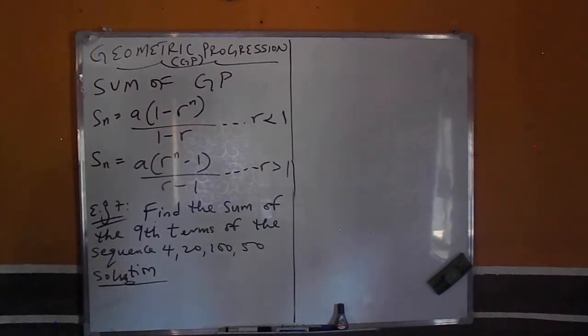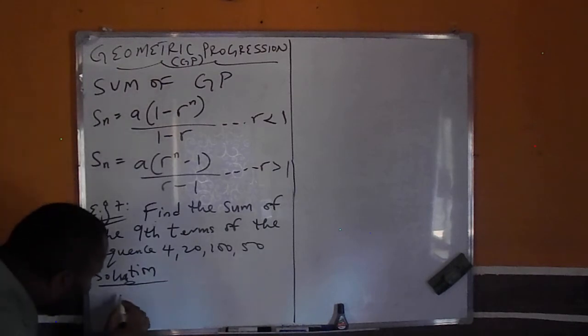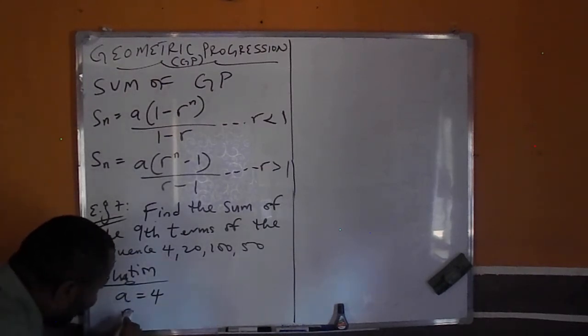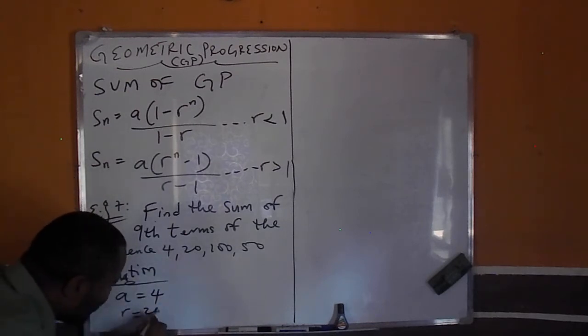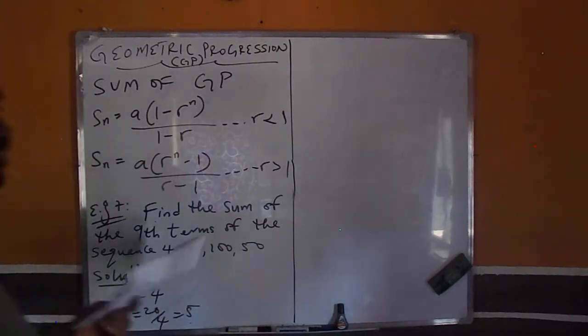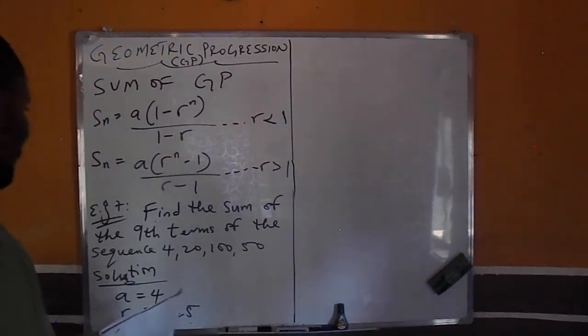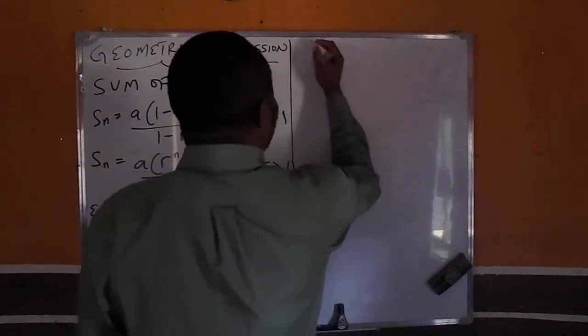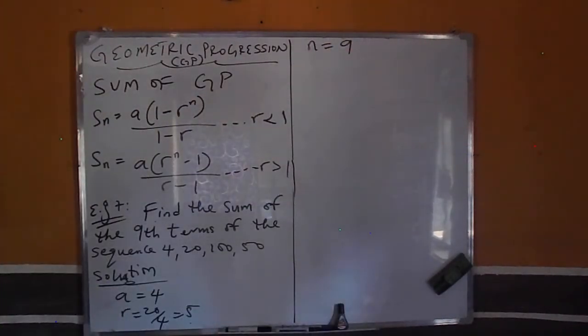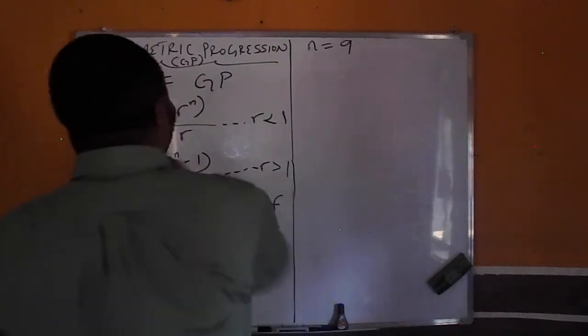In our solution here, what is the first term? A equals 4, R equals 20 divided by 4, which equals 5. Our R here is 5, which is our common ratio. Finally, our n equals 9. Now we want to solve. What is Sn?